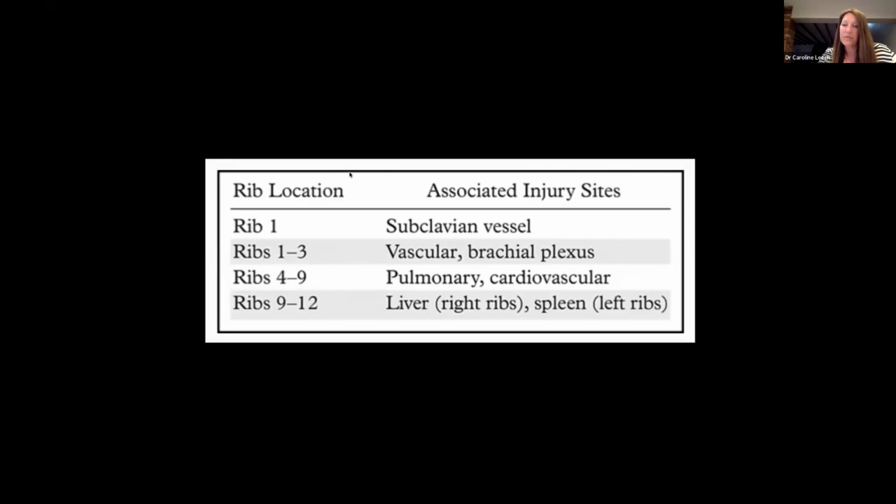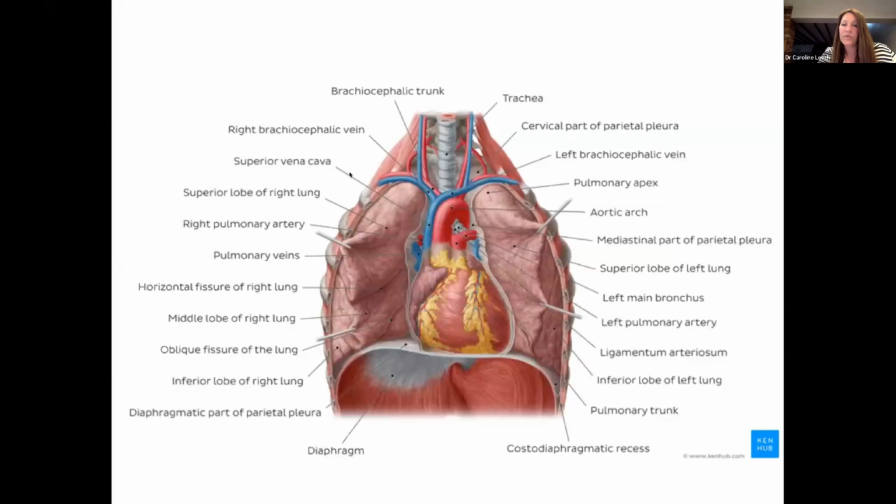Under your middle ribs, you've got lungs and you've got the heart. And then the lower ribs, you've got the liver on the right and the spleen on the left. So just remember, when we're talking about the chest, there's interaction with all these different organs. We've also got other great vessels in the chest, the esophagus and the diaphragm. These can also all be injured, although much harder to diagnose on clinical examination.